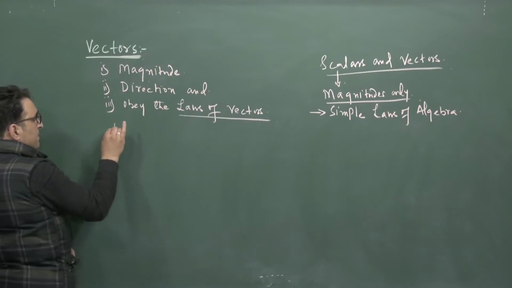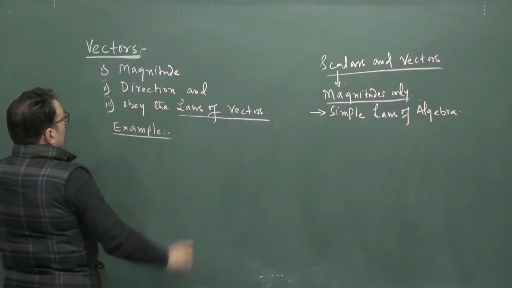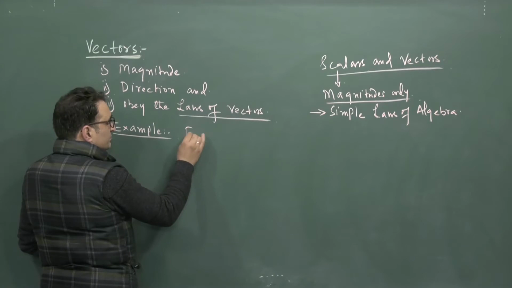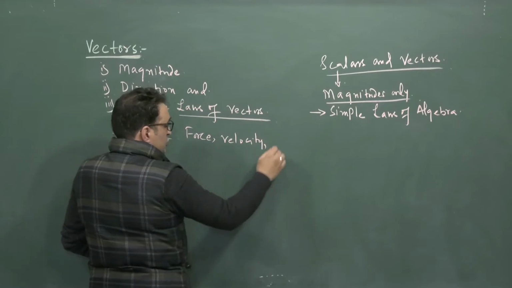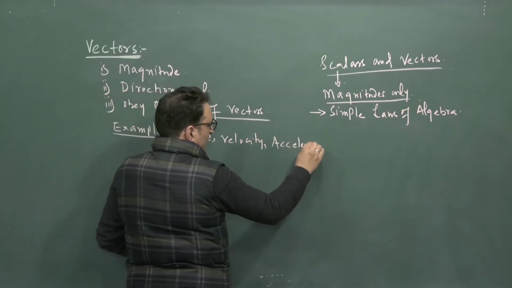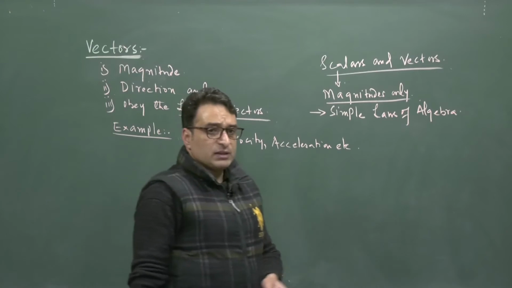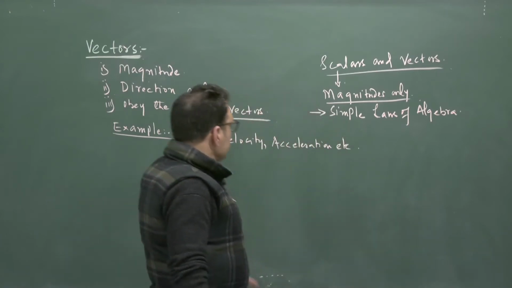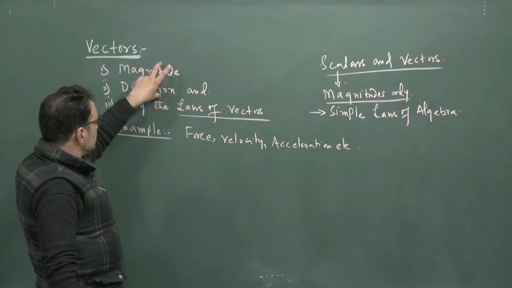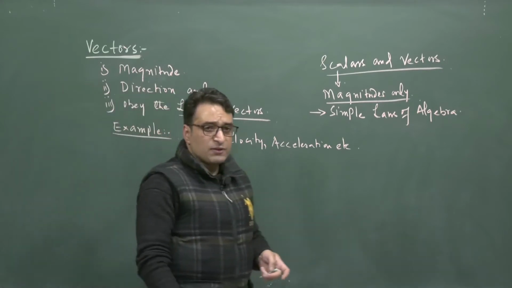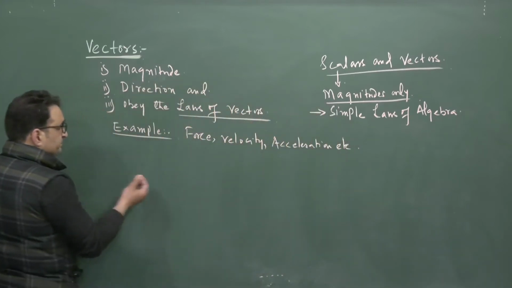Now, for example, we talk of force, we talk of velocity, we talk of acceleration, etc. All these physical quantities are the examples of the vectors, because all these physical quantities are characterized by both magnitude, direction, and in addition to these two, these physical quantities obey the laws of the vectors. Now, this is a simple definition of the vector.